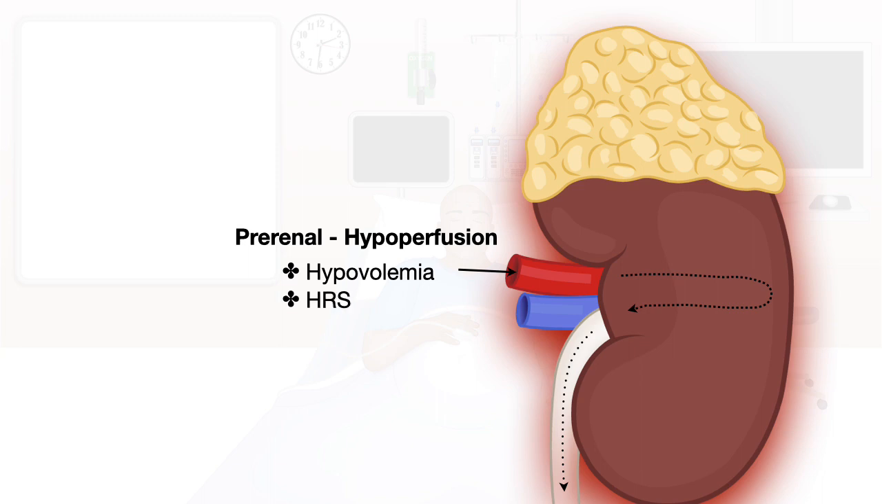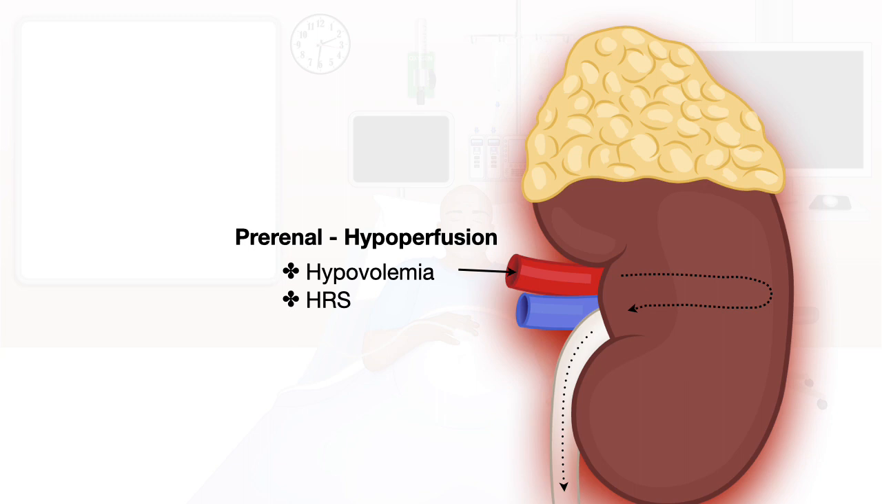The other one is where the volume looks okay, but the renal arterial system has gone into severe vasospasm, and renal arterial constriction decreases the flow to the glomerulus, and that is the mechanism for hepatorenal syndrome. We will learn about the mechanism for hepatorenal syndrome later on, but this is something to keep in mind. Another reason for low perfusion.